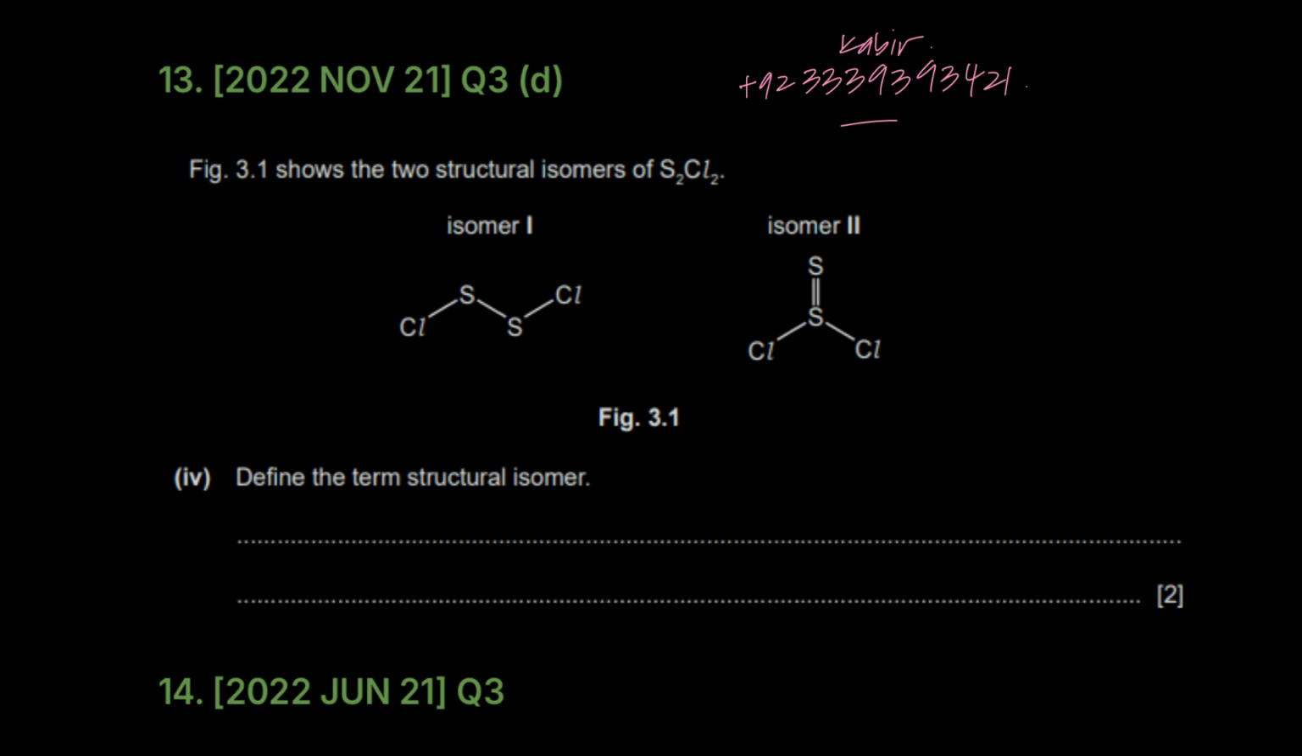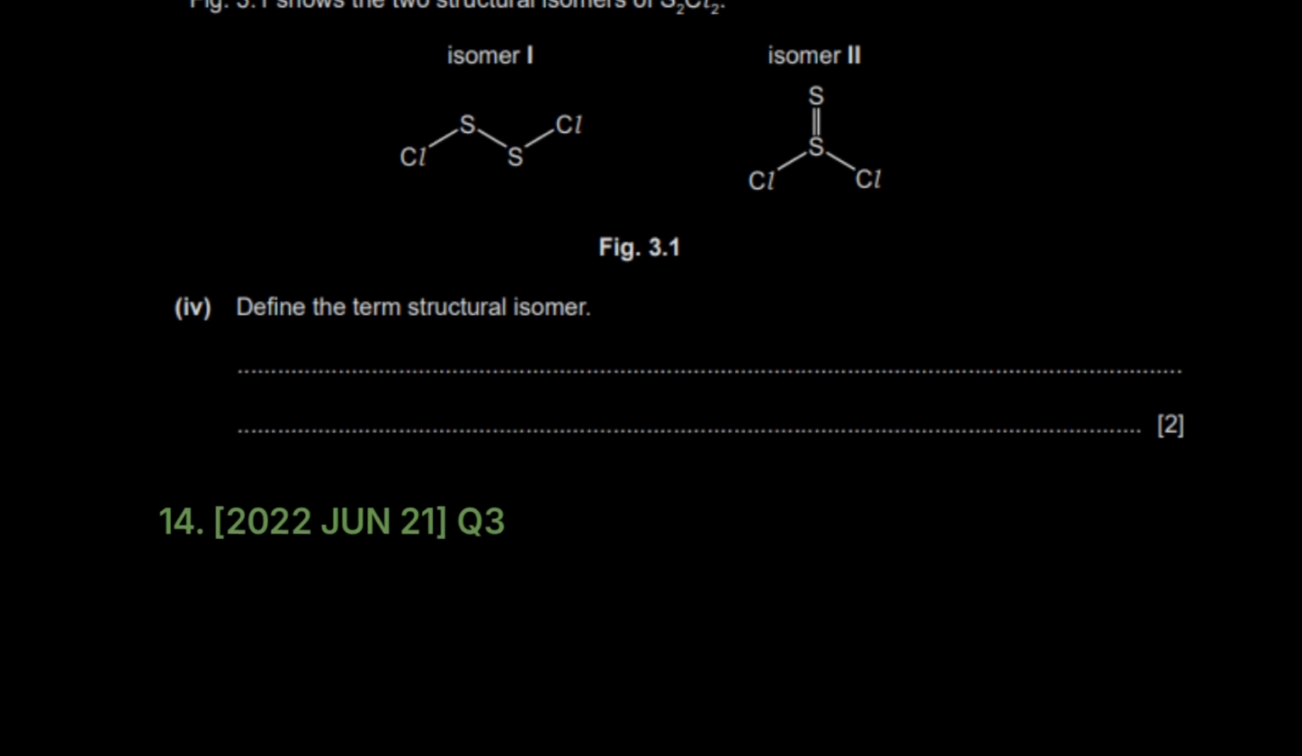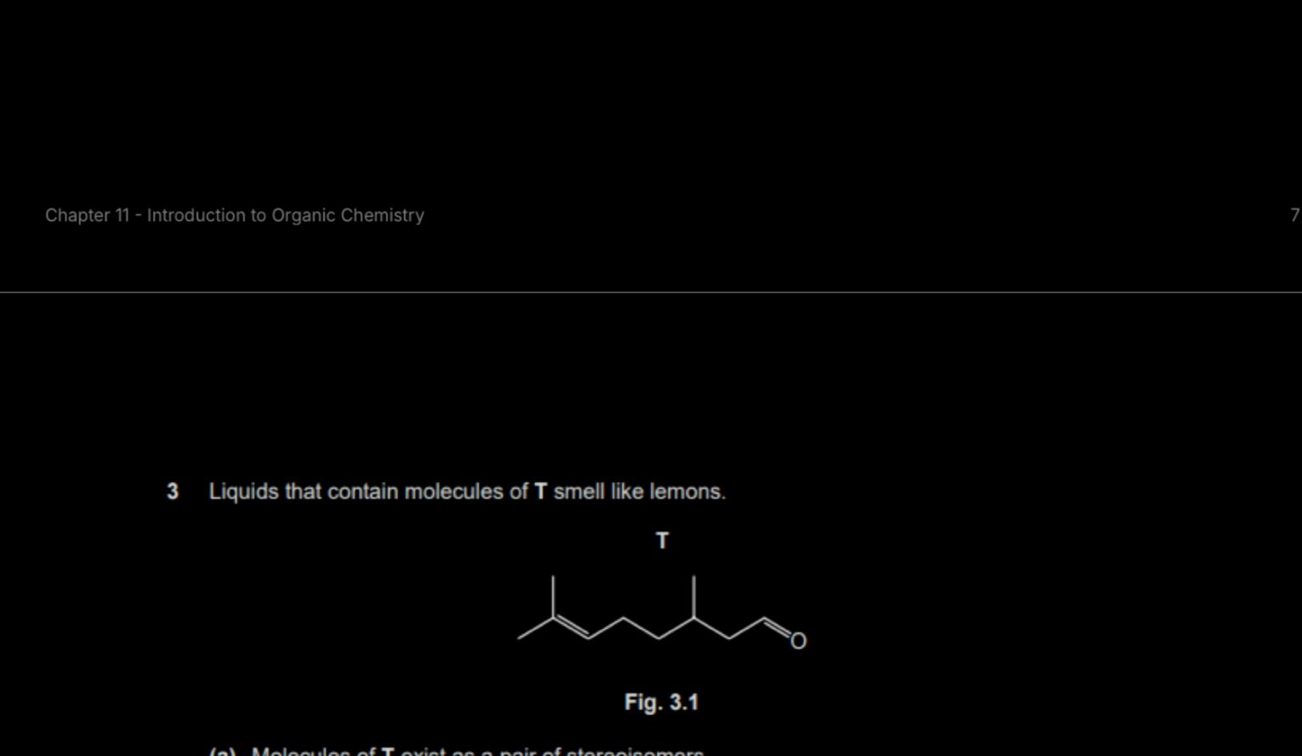2022 only had 3 questions, which is even better for me. The first question of 2022 says define structural isomers. They are molecules with the same molecular formula but different structural formula. You have to write molecular formula and structural formula; you can't write SF and MF.